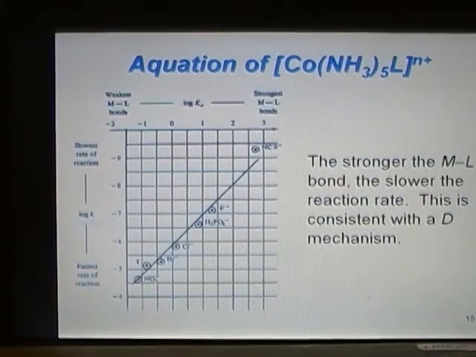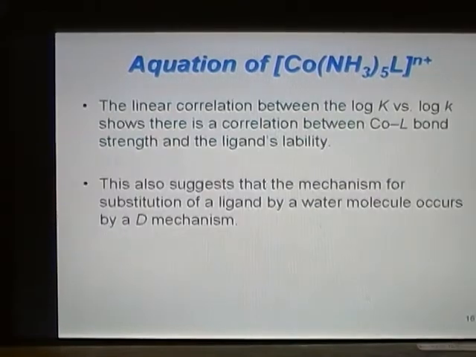The conclusion you can draw from this data is that the stronger the metal-ligand bond to the ligand that is leaving the complex, the slower the reaction rate. This is consistent with the dissociative mechanism. So let's talk about the equation of Co(NH3)5Ln+. This linear correlation between the log of the equilibrium constant and the log of the rate constant shows there's a correlation between the cobalt-ligand bond strength and the ability of the ligand to leave the complex. This also suggests that the displacement of a ligand by a water molecule occurs by the dissociative mechanism.